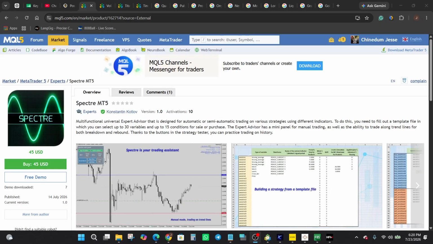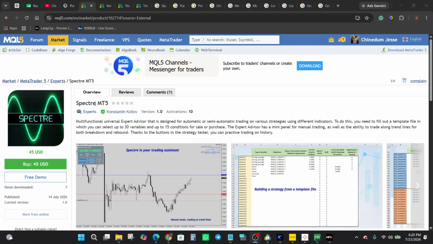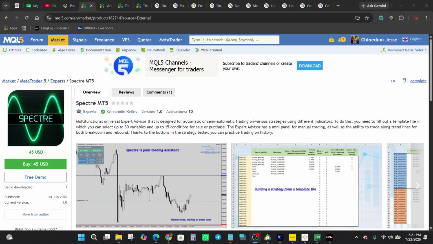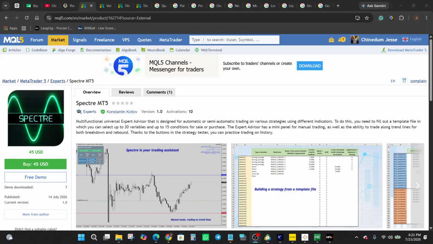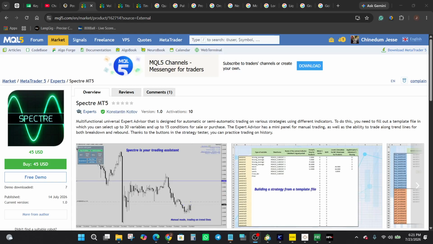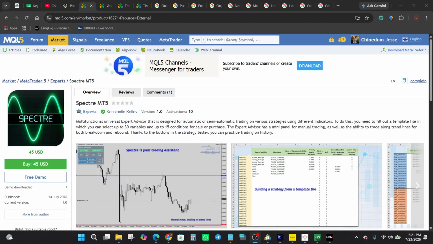In this review, we'll be taking a closer look at the Spectre Expert Advisor, an automated trading system available for both MT4 and MT5. We'll go through what the EA offers according to its MQL5 marketplace page, examine the historical backtest results, and discuss whether its approach may suit different types of traders.